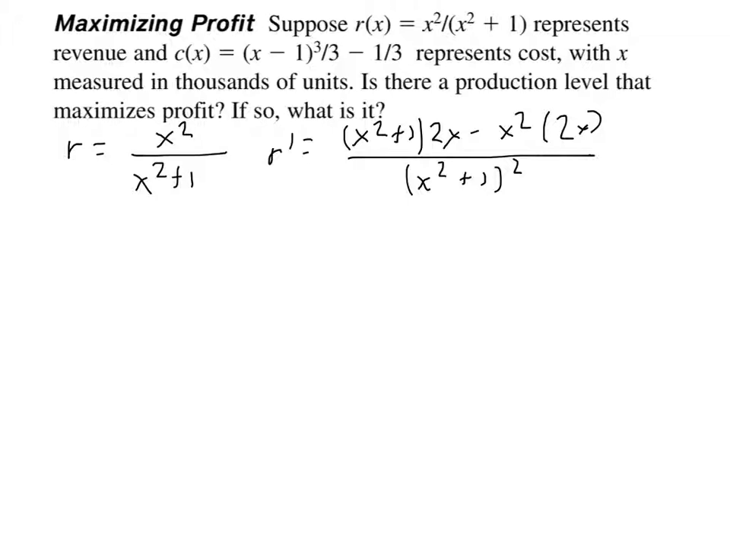And marginal cost would be C prime equals the derivative of the outside, which would be 3 times that 1/3, they would cancel, and it would just be x minus 1 squared times the derivative of the inside, which is just 1. So we set these equal to each other.